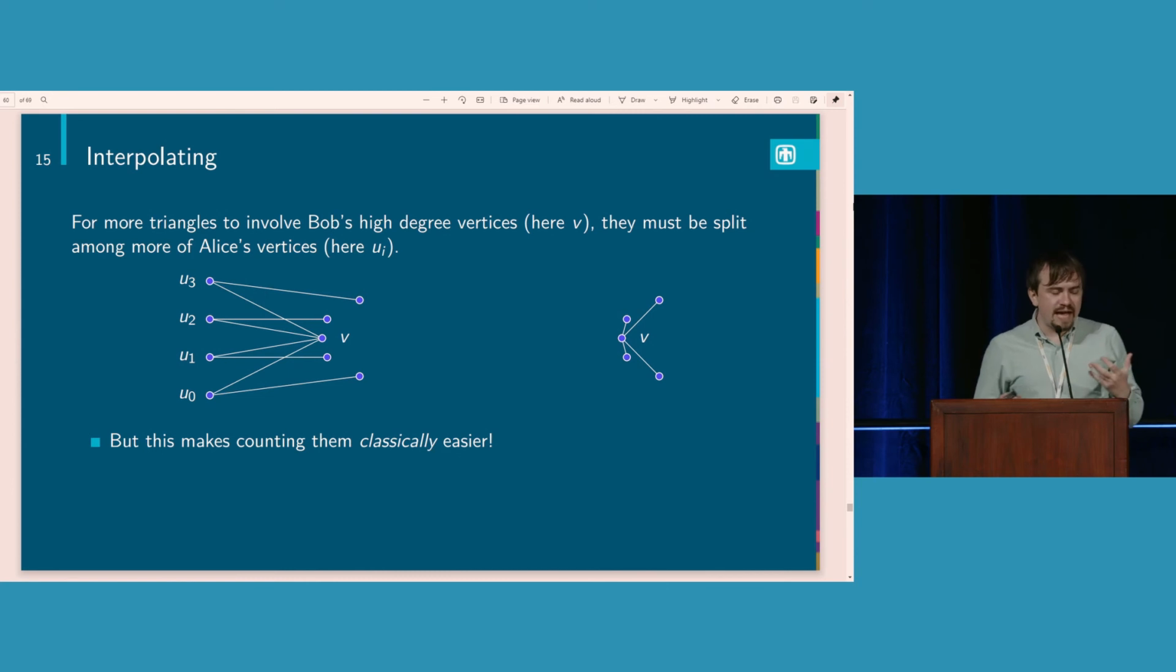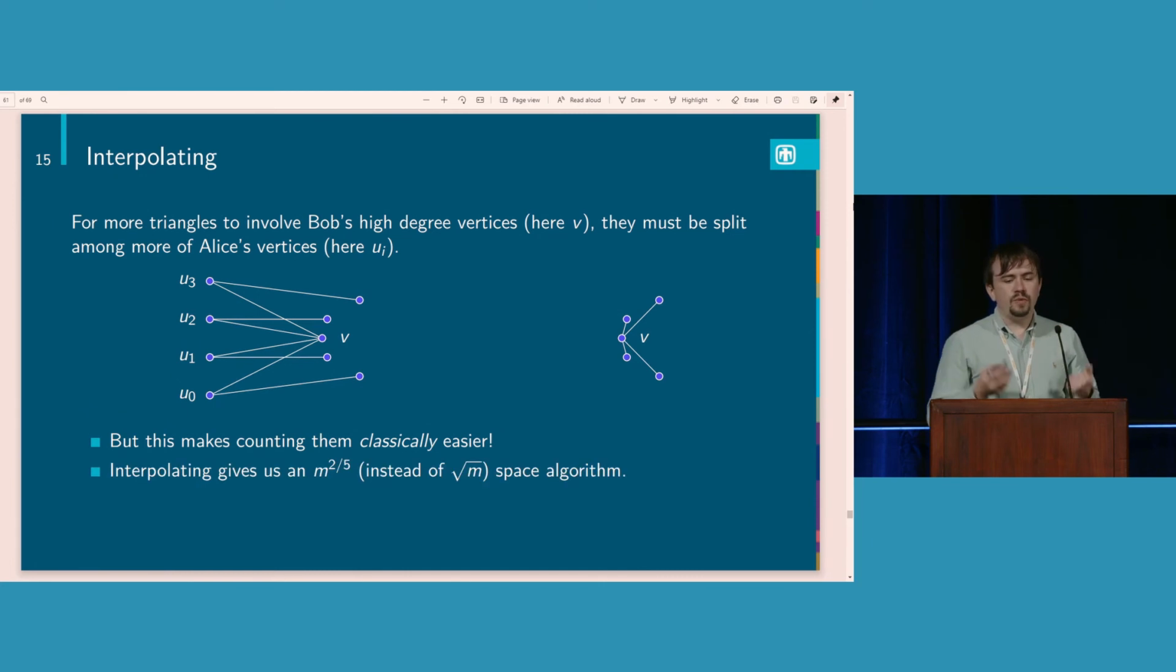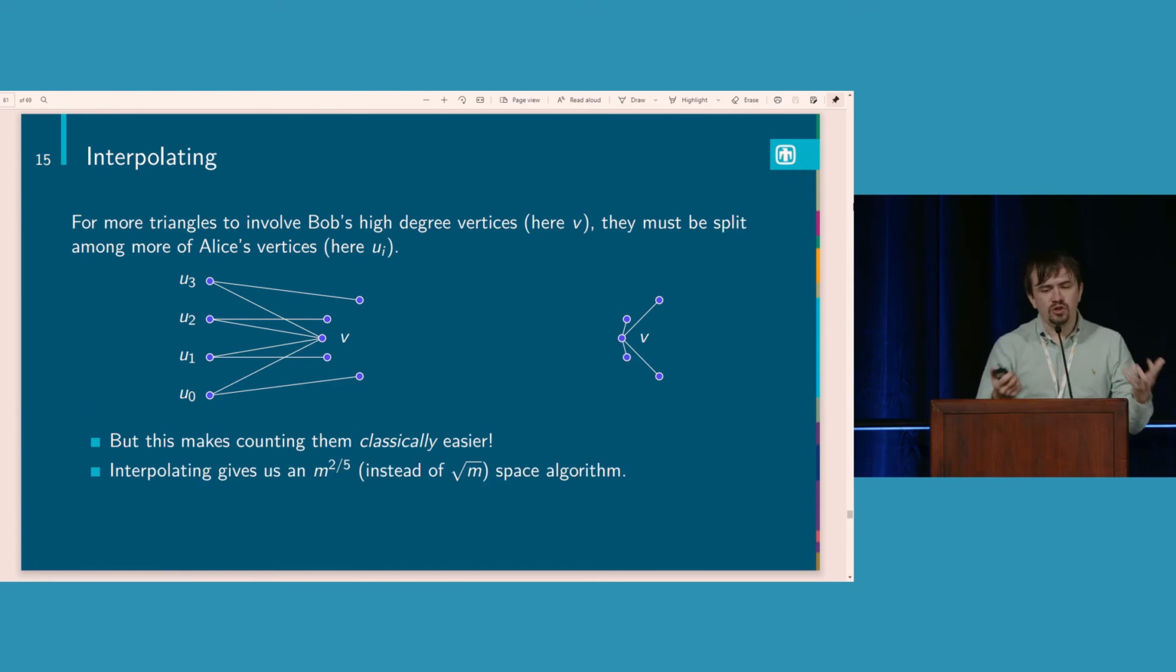So the scenario that we have is that those triangles that are hard to count with the quantum estimator are easy to count with a classical estimator, and vice versa. So we can interpolate between these two estimators, and what we end up getting is an m to the 2/5 space estimator, rather than the root m that was the best you could do classically. And so that gives you a quantum advantage for the general version of this communication problem.